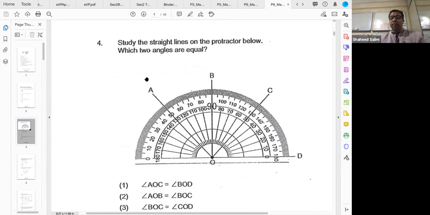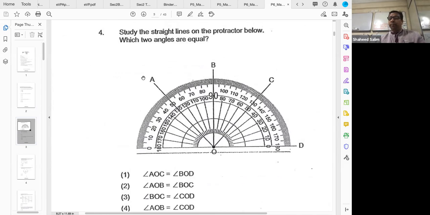Now this one. Try. It's very clear, right? The picture. If it is not clear on your screen, that means you must adjust your screen, or maybe use a handphone. Two angles are the same.